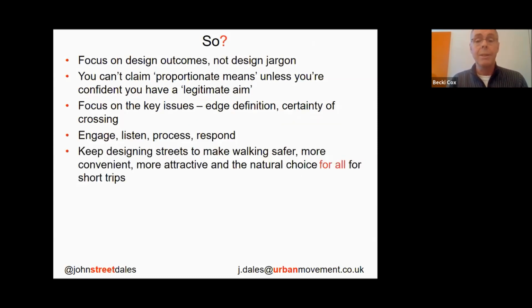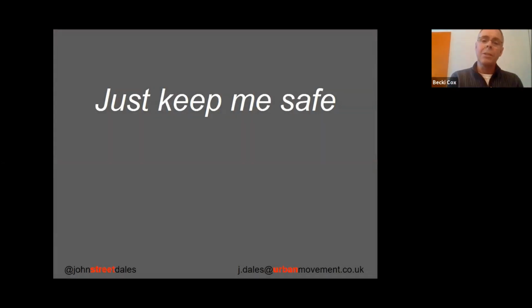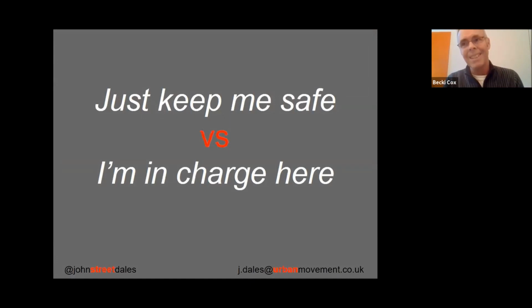respond, take it into account, and basically keep designing streets to make walking safer, more convenient, more attractive, and the natural choice for all short trips. And my final thing on this, just quickly going through this stuff, is that one of the issues for blind and partially sighted people when they're walking in this context is that what they're asking essentially is, just keep me safe. And what we're trying to do with these design things is, as pedestrians, to think, but I'm in charge here.